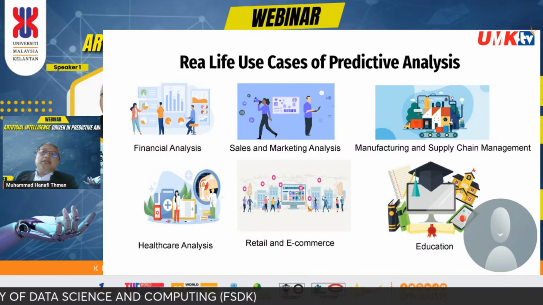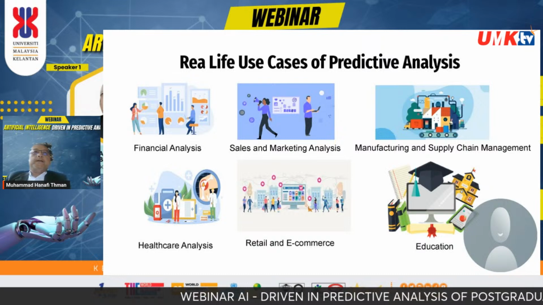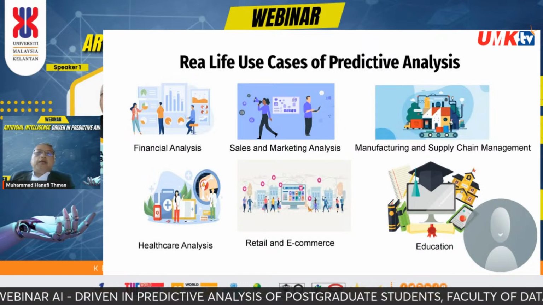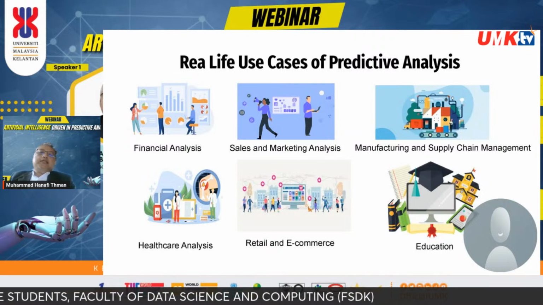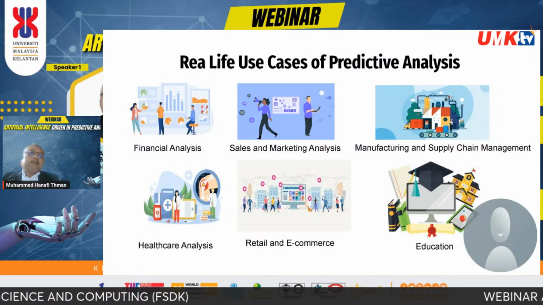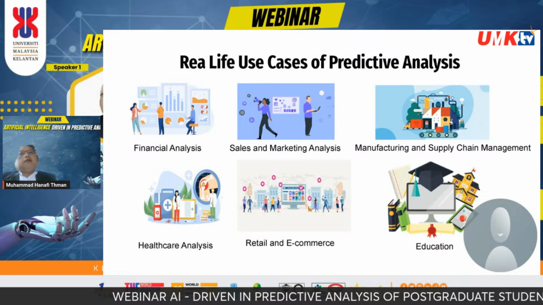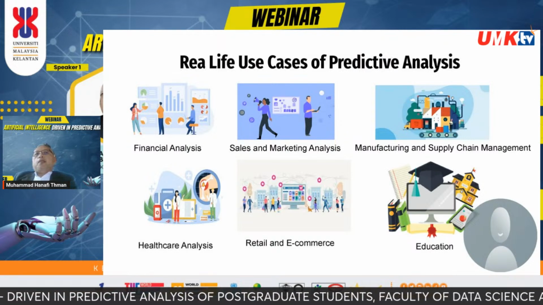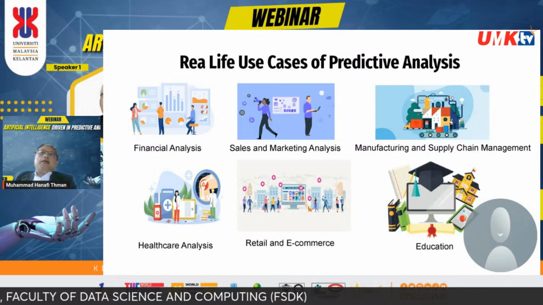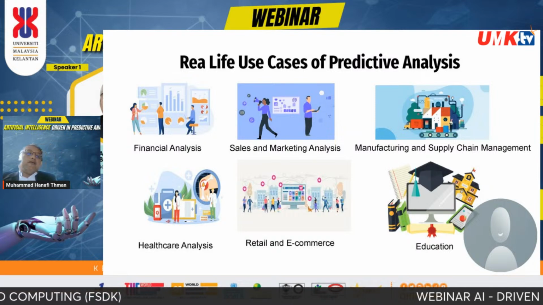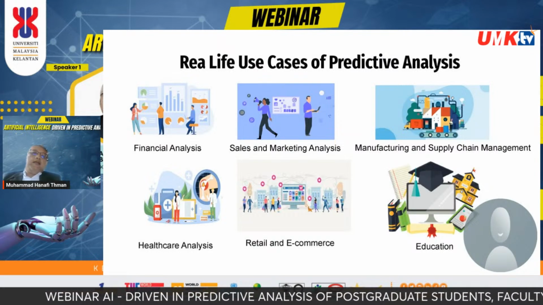Predictive analysis is also used in retail and e-commerce, of course. For example, the organization always uses predictive analysis to analyze the pattern of their customer behavior. For example, which product is always used by the customer, and which product is the most interesting to the customer. Okay, the last one, predictive analysis can also be used in the education sector.